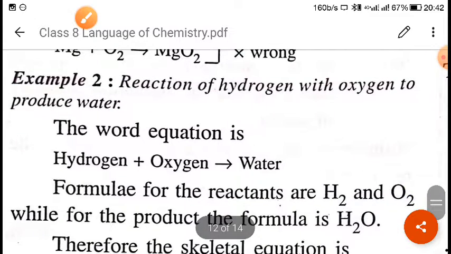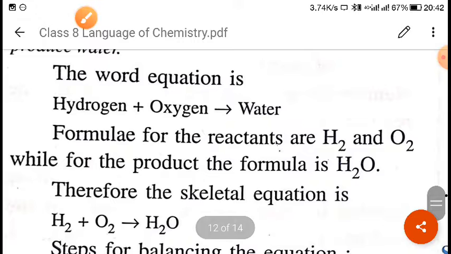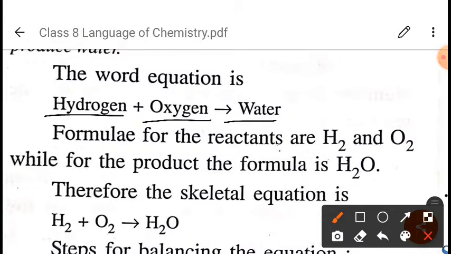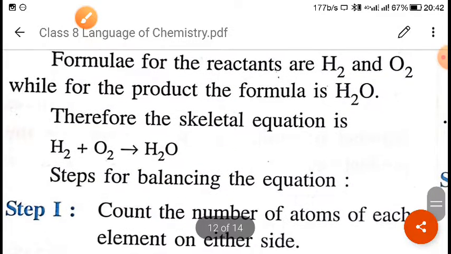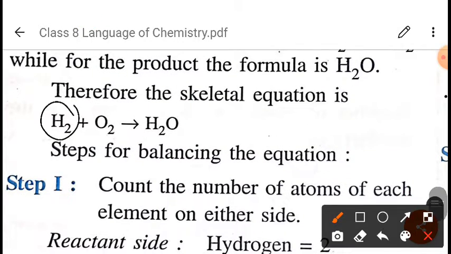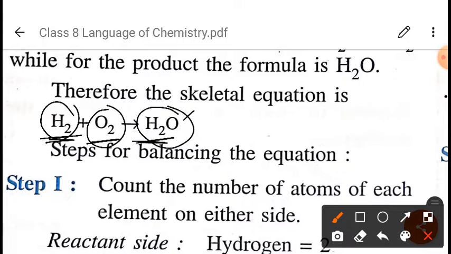Okay, so next, one more example is given: the reaction between hydrogen and oxygen to produce water. So as you can see, hydrogen plus oxygen will give water. Hydrogen, the reactant, has the formula H2, oxygen is O2, while the product's formula is H2O, right? So when you write the skeletal form, it will be H2 plus O2 gives H2O. Here you can see there are 2 hydrogen, 2 oxygen, but here 2 hydrogen, only 1 oxygen, right? So this is not balanced, so we have to balance this.